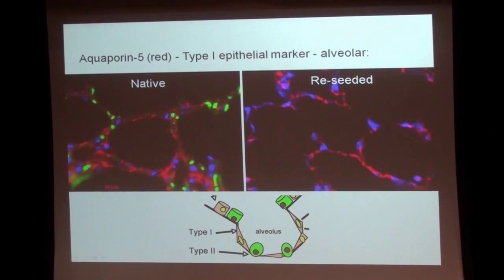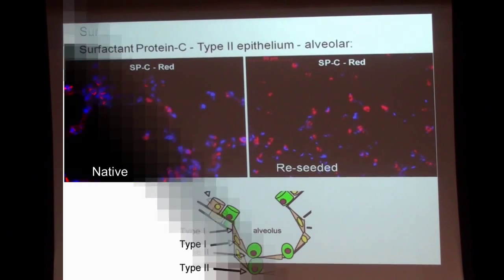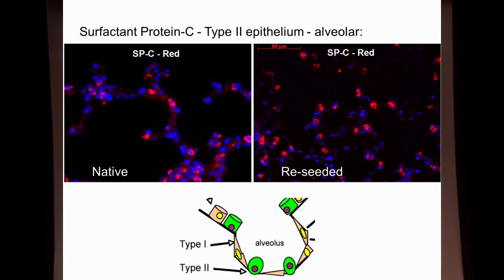Next slide. If we look at surfactant protein C, which is a marker for type 2 epithelium, also in the alveolus, you can see that in native lung, we see these rounded oval-shaped cells that sit in the corners of the alveoli, and this distribution is actually remarkably similar in the reseeded lung.